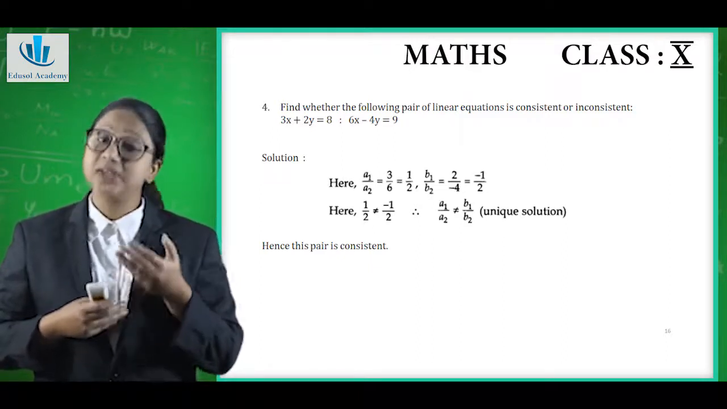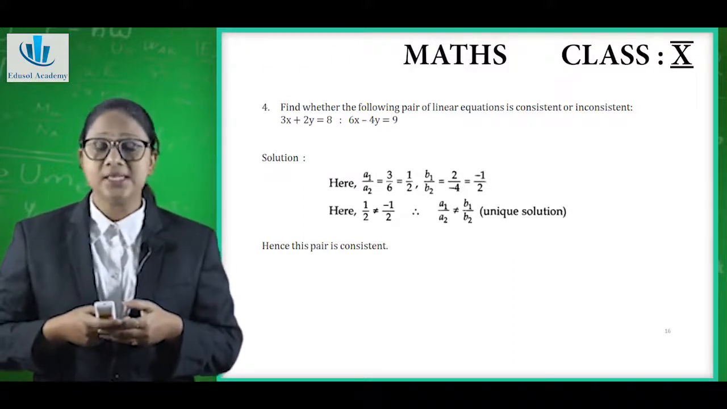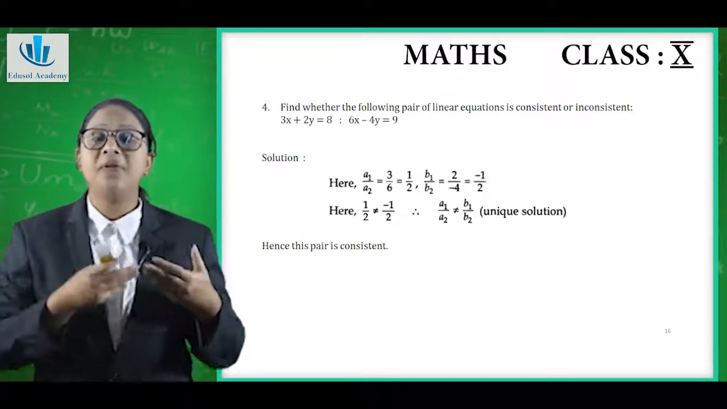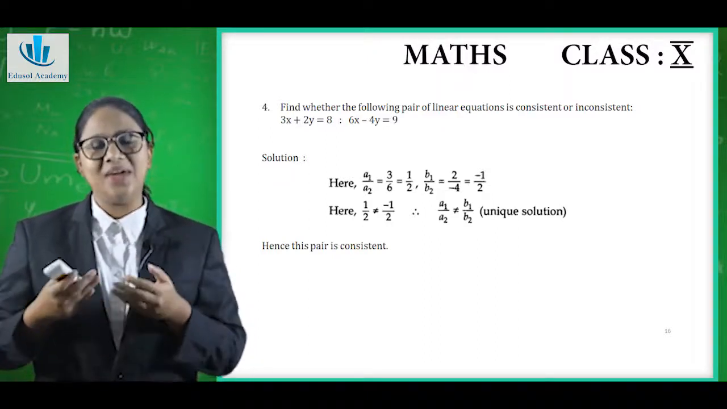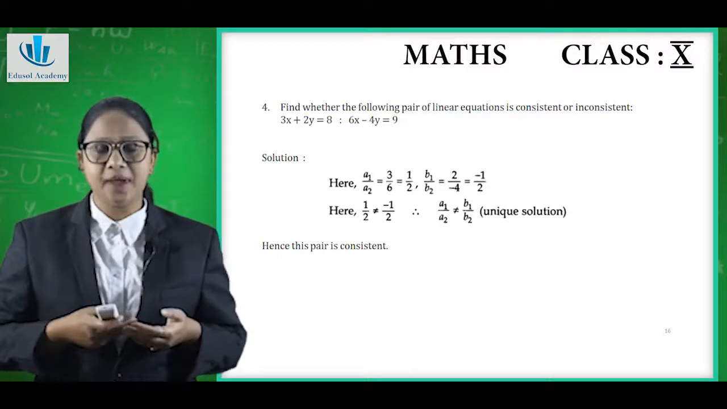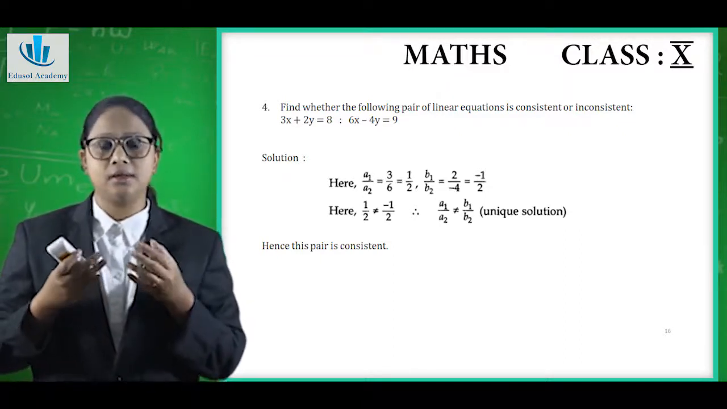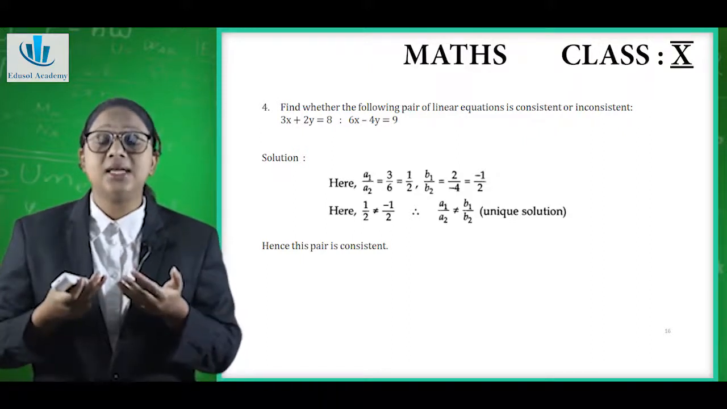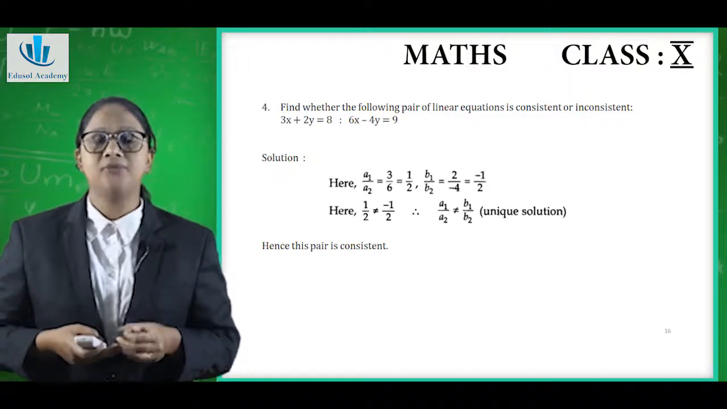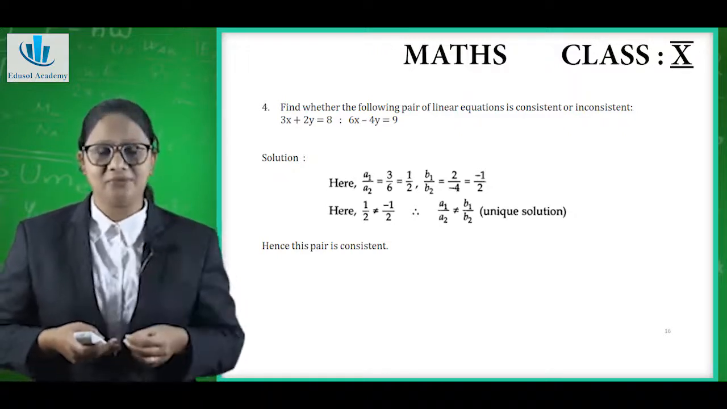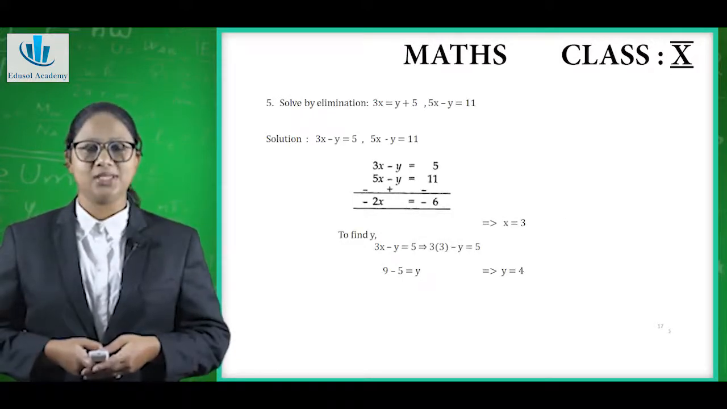So in the first condition itself, A1 by A2 is not equal to B1 by B2. That is, A1 by A2 is 1 by 2, and B1 by B2 is minus 1 by 2. They are not equal. So A1 by A2 not equal to B1 by B2 is the condition satisfied when the equations have a unique solution, or one single solution. Therefore, we can say that the given pair of equations is consistent. Moving on to the next question.